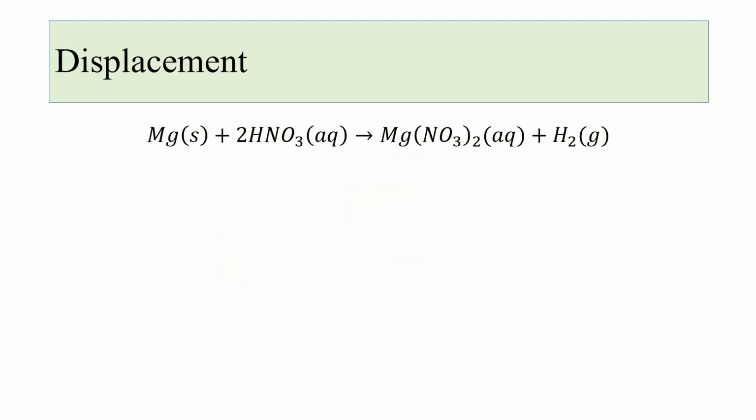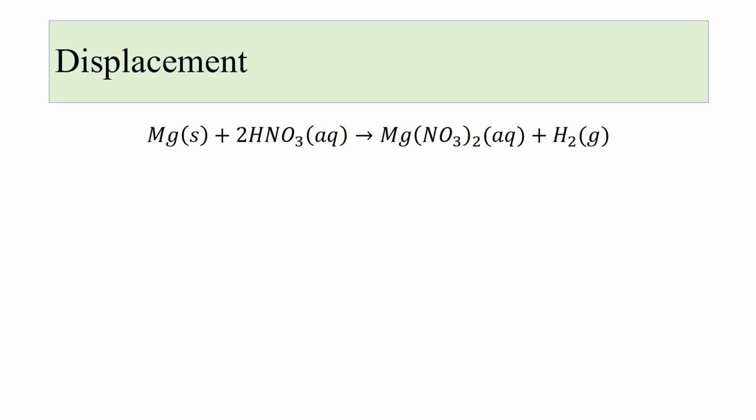And the last type of redox reactions is displacement reactions. A displacement reaction is a chemical reaction in which one element replaces another element in a compound. For example, magnesium replaces hydrogen in nitric acid, forming magnesium nitrate.